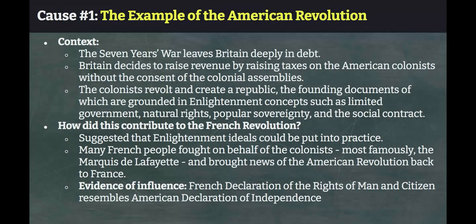So how did the American Revolution end up contributing to the French Revolution? Well, first of all, it suggested that Enlightenment ideals could be put into practice, right? It was one of the first really big revolutions based on Enlightenment philosophy. So it showed that it could be viable, right? And moreover, a lot of French people actually fought on behalf of the colonists, right? Most famously, the Marquis de Lafayette, if you're a big Hamilton fan. And these French folks brought news of the American Revolution back to France. So people in France started to think, hey, that's a pretty good idea. Why don't we do that too?